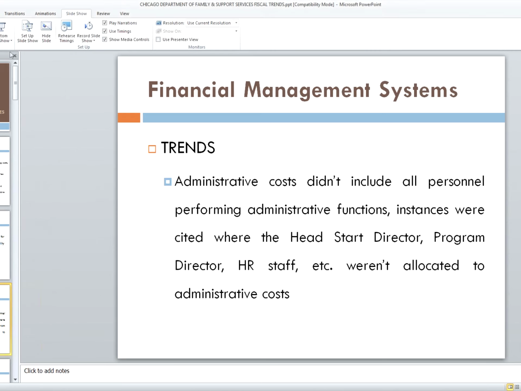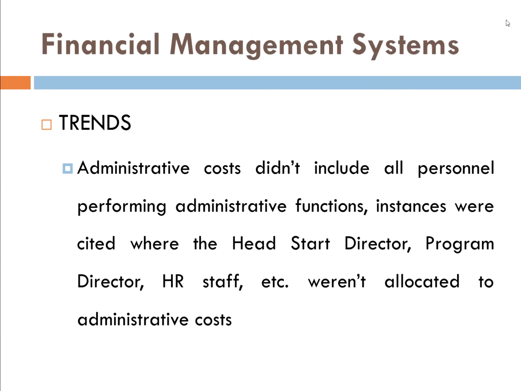So now we're on the financial management systems trend for administrative costs. The trend was that the administrative costs didn't include all personnel performing administrative functions, and I gave some examples where in some programs that we actually had an opportunity to review, positions such as the Head Start director, program director, HR staff, and even some of the fiscal staff that were directly related to Head Start and early Head Start were being charged as program costs. Any position that has an administrative function on that particular job description would need to be at least partially allocated to administrative costs.